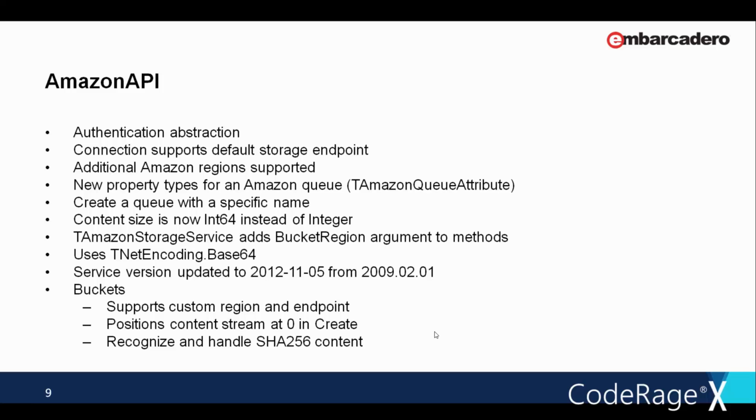You can support custom region and endpoint. When you create a bucket, the position in the content stream is explicitly positioned at 0. I imagine that might have been done for a bug fix. Buckets also recognize and handle SHA-256 content.